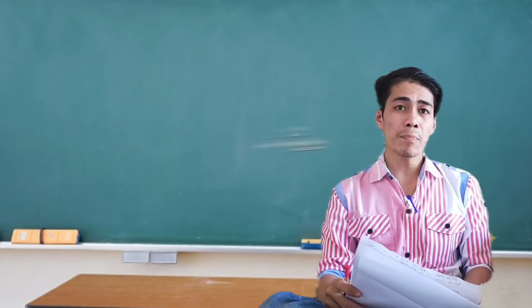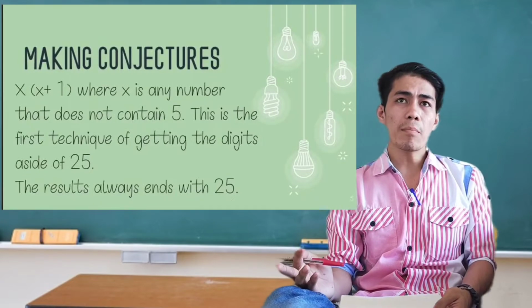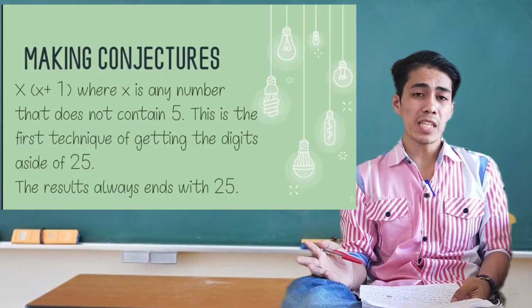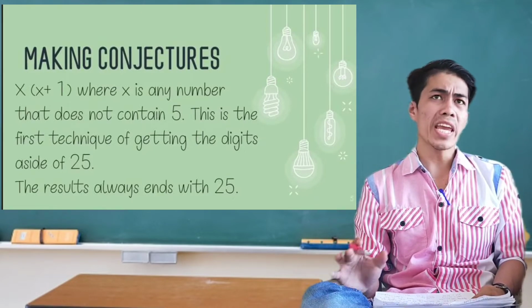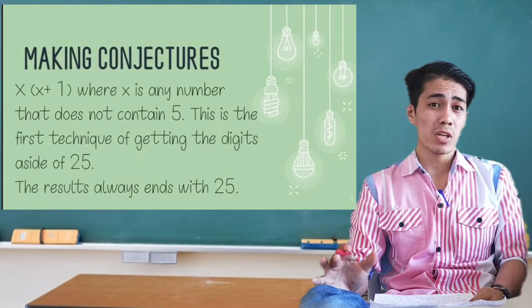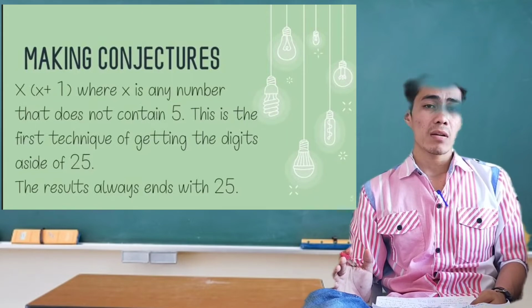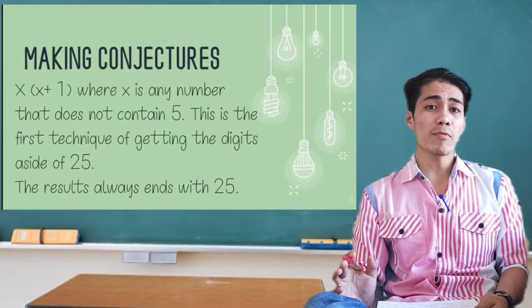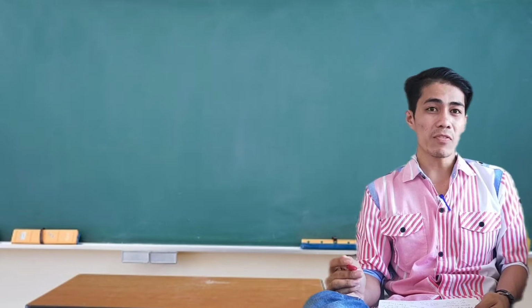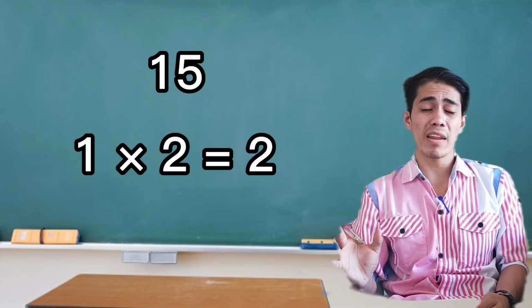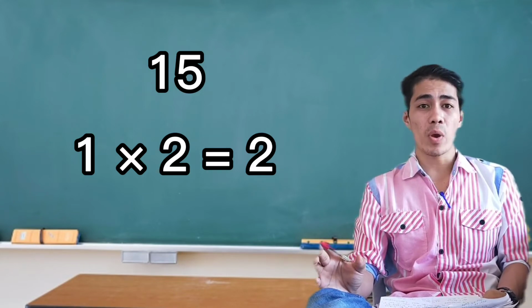Now, for step number 4, we have to make conjectures. To get the square of the numbers, the first technique is to tack 25 at the end. Any number that ends with 5, its square should contain 25 at the end. And then the number preceding the 5, we only have to multiply by the next number higher than it. For example, just like before, 15: 1 multiplied by 2, because 2 is the next number higher than 1. And then you put it at the beginning of the square of the number. Okay?